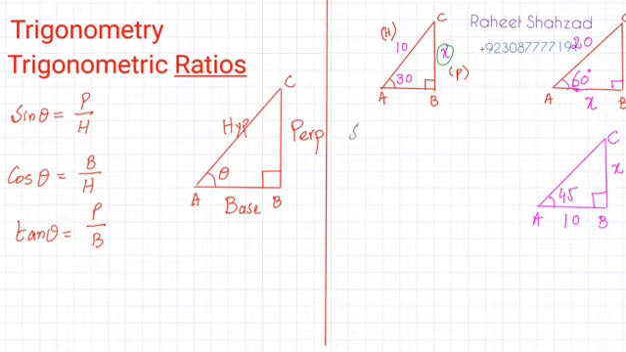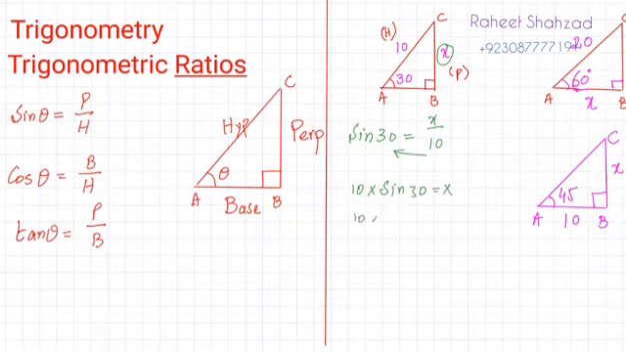So sine of 30 is equal to x divided by 10. Then you cross multiply the 10, so it's 10 into sine 30, that is equal to the value of x. If you use a calculator, sine 30 is equal to 1 by 2. So x is equal to 5. That means this length is equal to 5.